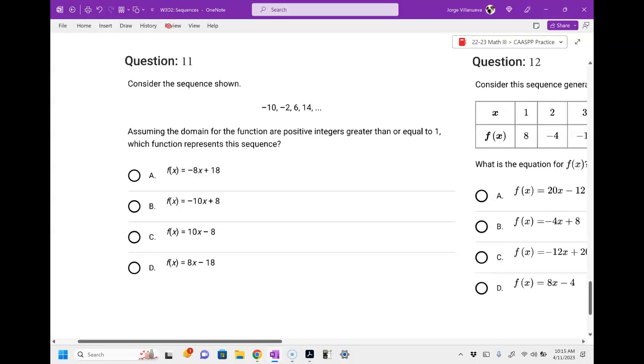When you plug in a 1, you should get -10. When you plug in a 2, you should get -2. Okay, when you plug in a 3, you should get 6. Which one of those 4 makes sense to you? So I'm just going to give you a minute.